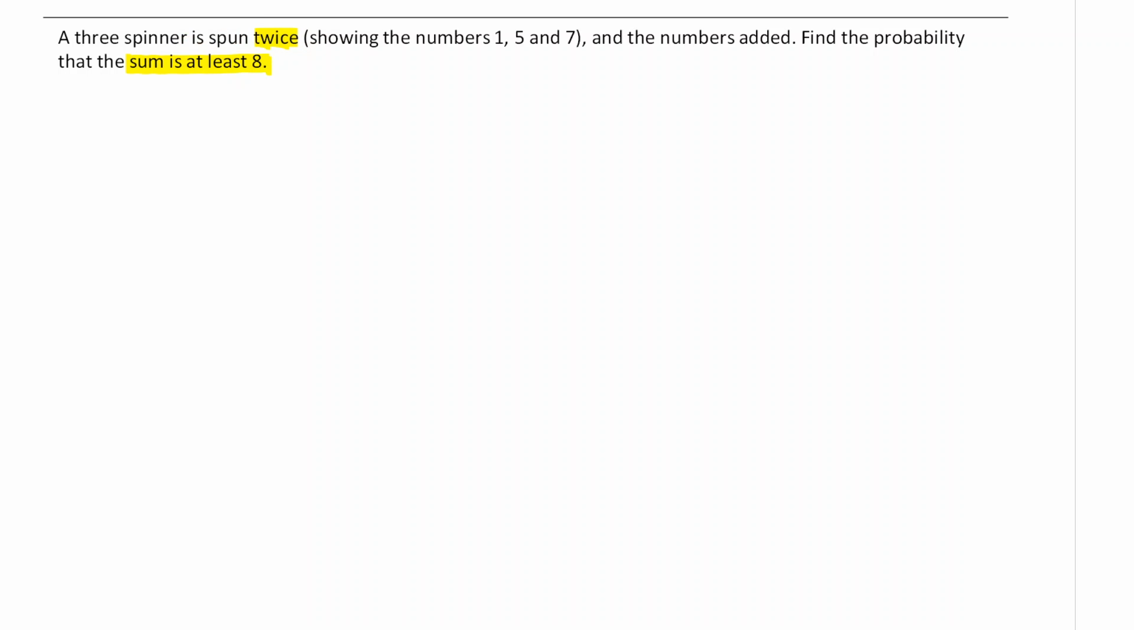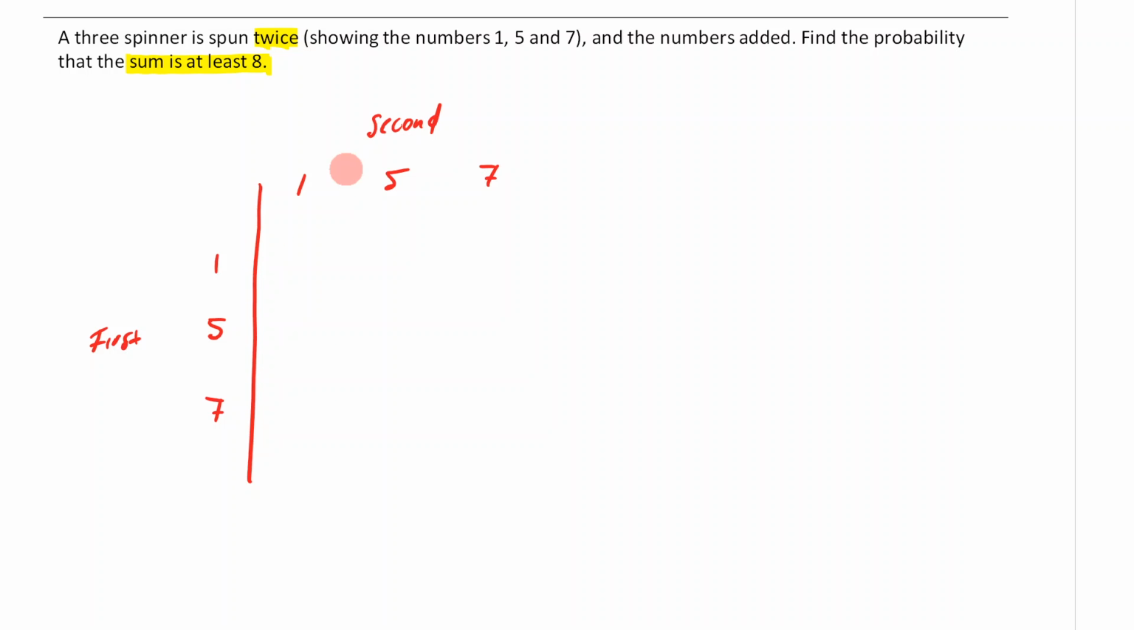what we're going to do is create a table for ourselves. So we've got our first spin, and we've got our second spin. And we know that our first spin is 1, 5, and 7, and our second spin is also 1, 5, and 7. And it doesn't matter if you put the first here or the second here. It doesn't matter if you swap these around. So if I said this is the second spin and this is the first spin, it won't make a difference at all.